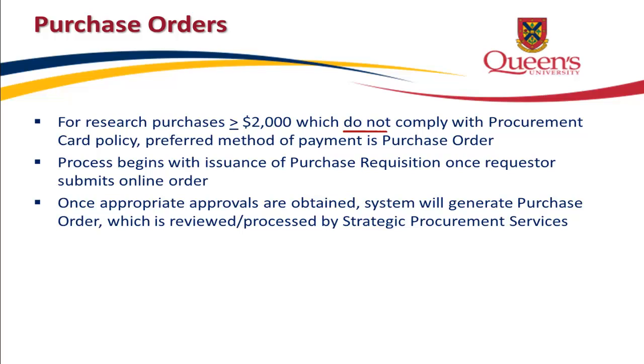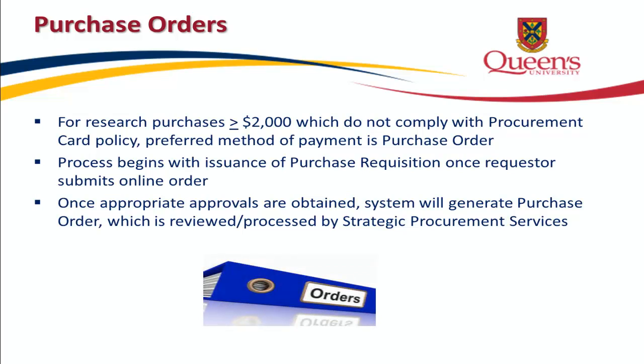For research purchases $2,000 or greater, which do not meet procurement card policy requirements, the preferred method of payment is a purchase order. To create a purchase order, a purchase requisition must first be initiated through the PeopleSoft finance system. Once the appropriate approvals are obtained, the system will then generate a purchase order, which is reviewed and processed by Strategic Procurement Services staff.